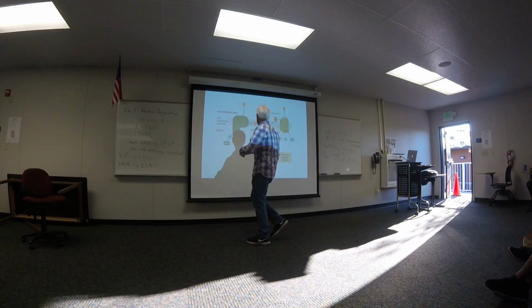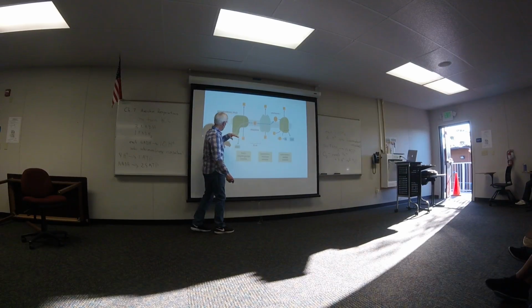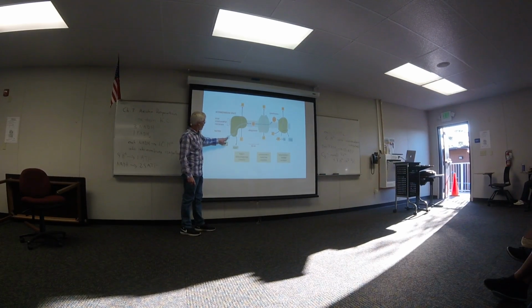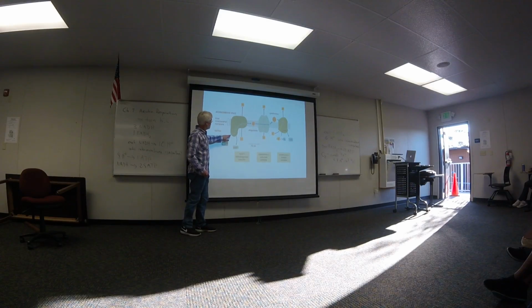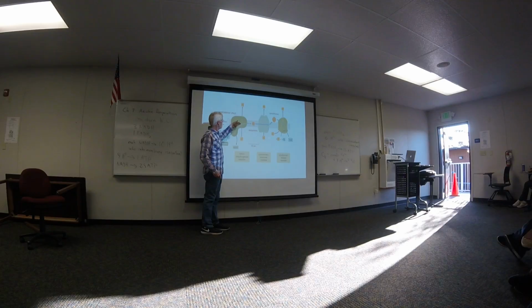Here's another view of this, a simpler view. This is complex 1. They're not showing complex 2 here, where FADH delivers its electrons further down the hill. But here's NADH delivering 2 electrons. It's oxidized back to NAD plus, so now it can participate again in the Krebs cycle. Those 2 electrons are transferred through a series of flavin mononucleotides and iron sulfur complexes, which results in 4 protons being pumped here.